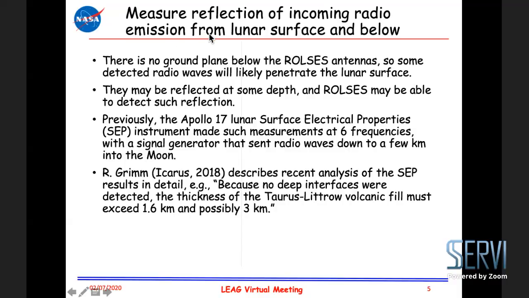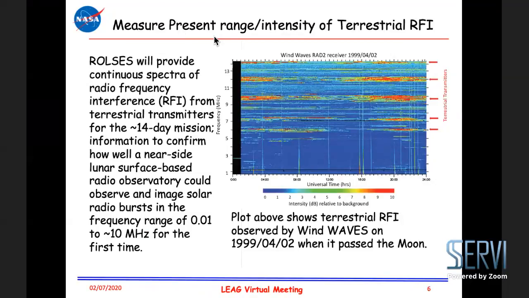So maybe something will happen that will allow us to make a couple of comments about the lunar surface below, or the features below the Intuitive Machines Nova-C lander. And then a technical aspect of the measurements is that we should measure the terrestrial radio frequency interference reaching the near side of the Moon. And ROLSES will provide continuous spectra, which will probably include this.